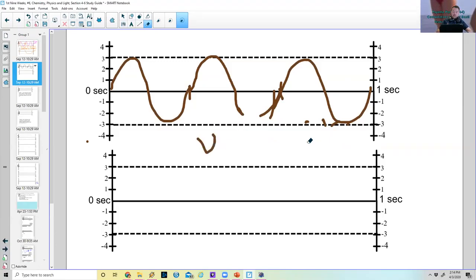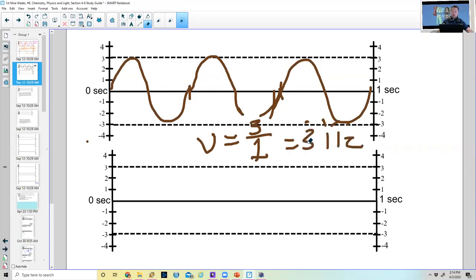So let's get rid of this and go. The frequency is equal to 3 waves divided by 1. And what's 3 divided by 1? Correct, 3. And that's my frequency, 3 hertz. Just like that. And that's how you calculate frequency. You take the number of waves divided by the time, which was 1 second. So let's do 1 more problem.